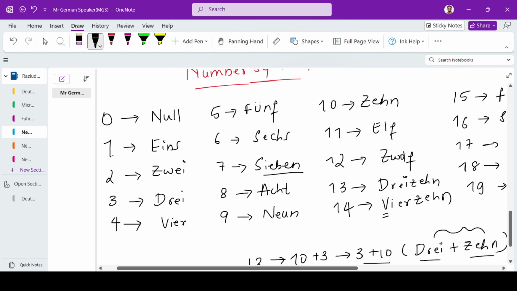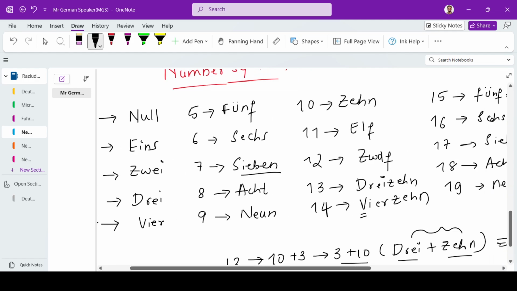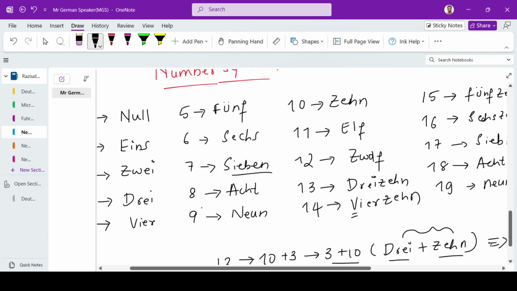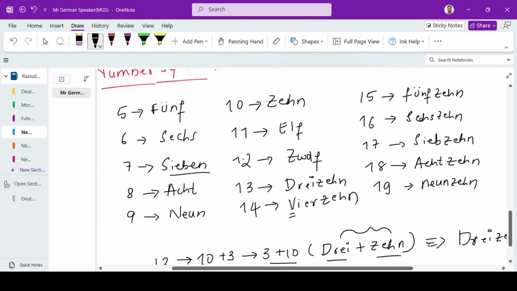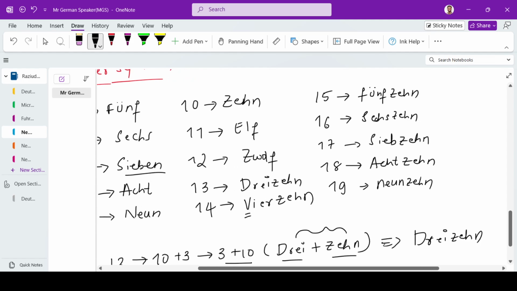Now we will quickly go through them one by one: 0, 1, 2, 3, 4, 5, 6, 7, 8, 9, 10, 11, 12, 13, 14, 15, 16, 17. Don't call this one sieben-zehn, call it siebzehn. Then 18, 19.